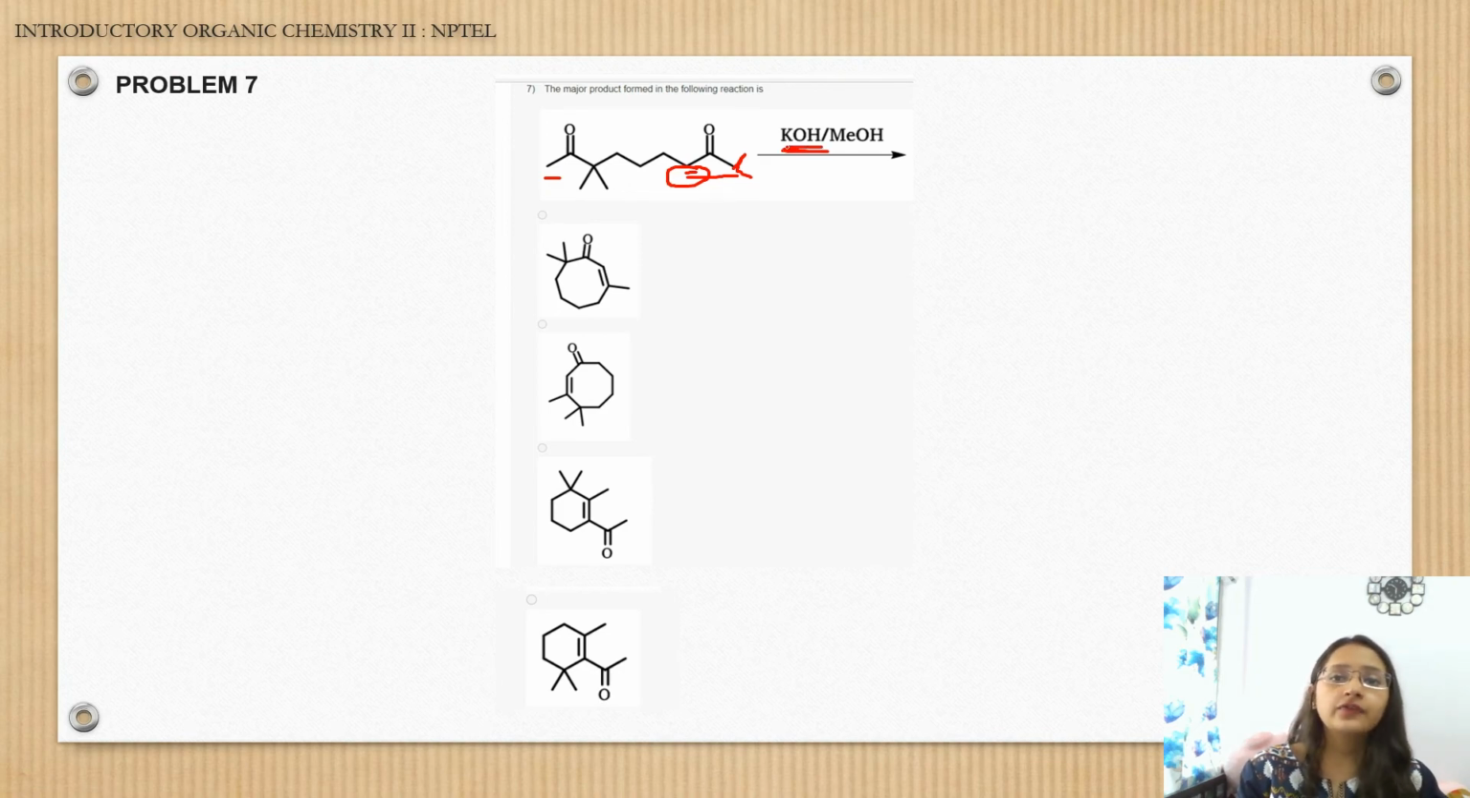Just suppose you have LDA instead of KOH, then which proton will it abstract? Either this primary proton or these primary protons. It will abstract these protons only. It doesn't go for the sterically more hindered protons. All right. But in the case of KOH, because it is a small, strong base, it will go for the more thermodynamically stable enolate. Is it clear? Or do you guys have any doubt?